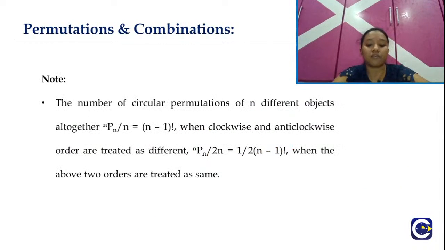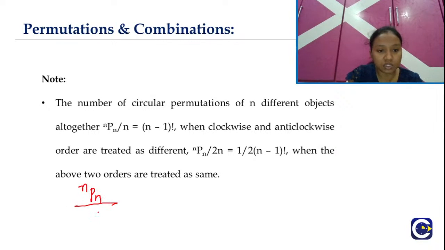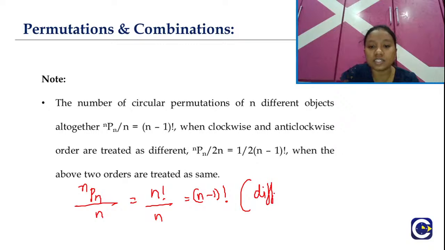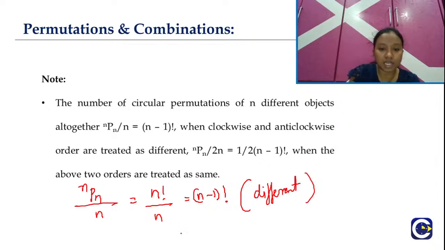So just now we have already seen when we take all n at a time. From amongst the n objects, if we have selected all n at a time, then it will be nPn by n. That is nothing but n factorial by n, which is equal to n minus 1 factorial. This is the case when both the clockwise and anti-clockwise are treated as different. So what happens when they are treated as the same? Then it will be n minus 1 factorial by 2.